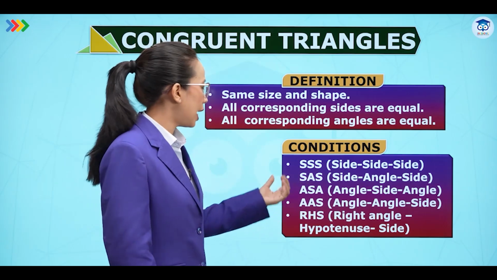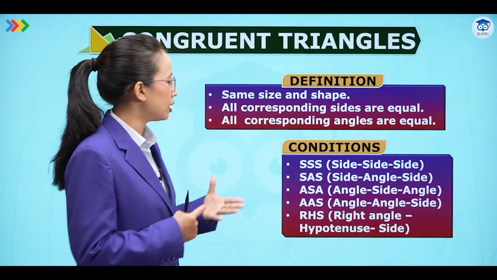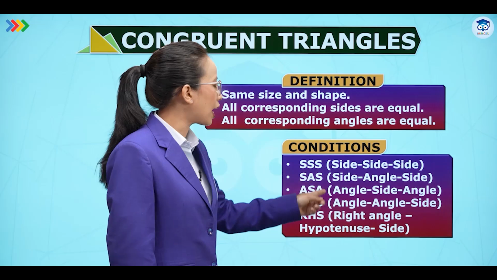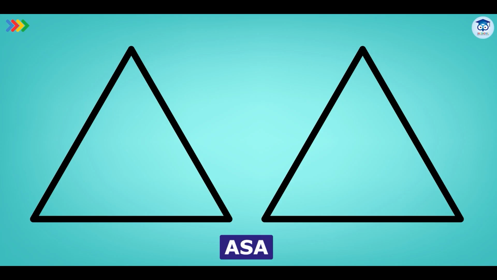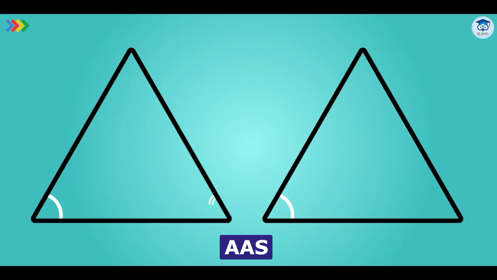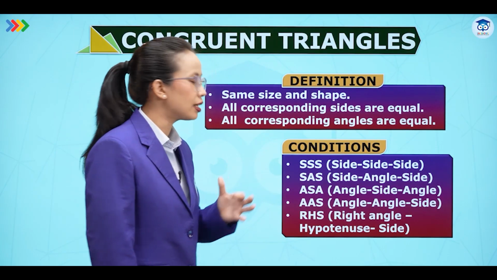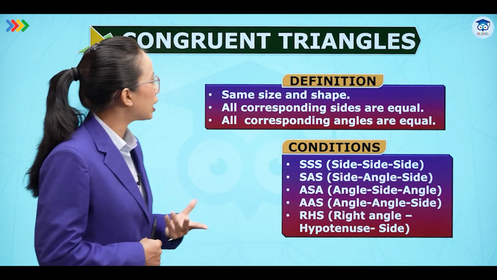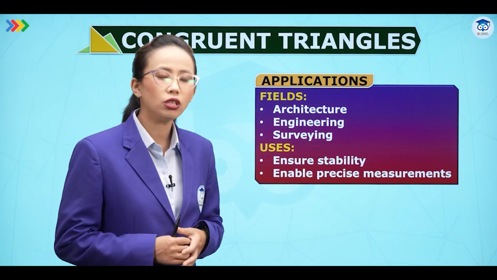The next thing is SAS. We are going to see side, angle and side. The angle should be in between the two sides that we are considering. And then next we have ASA, angle, side, angle. Here we take the side in between the two angles. Then we have AAS, which means angle, angle and side. And last we have RHS, that is right angle, hypotenuse, side. To apply this, we need right angle triangles. So these are the conditions that we can check to see whether two triangles are congruent or not.